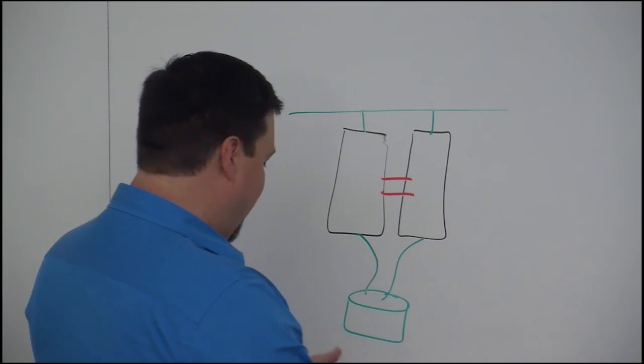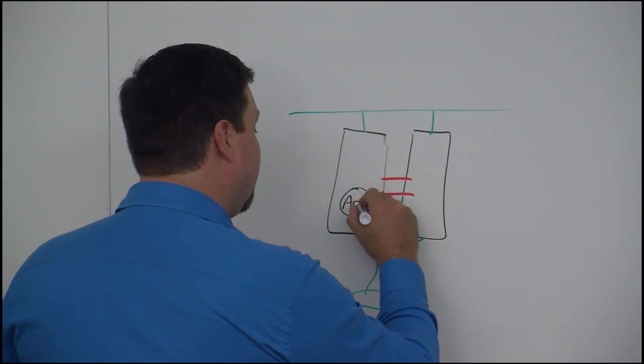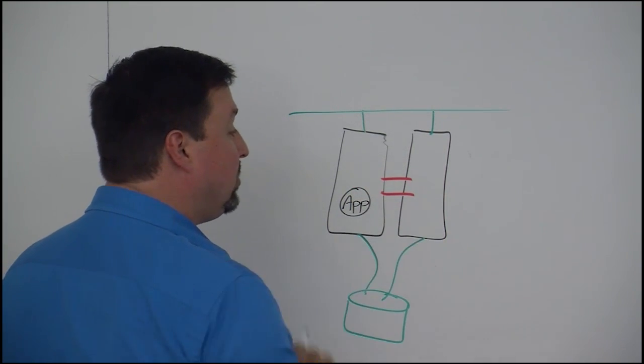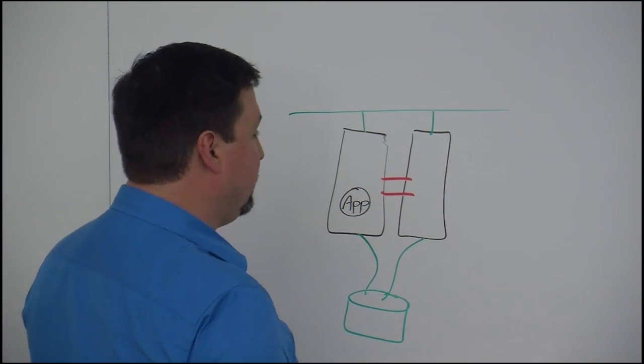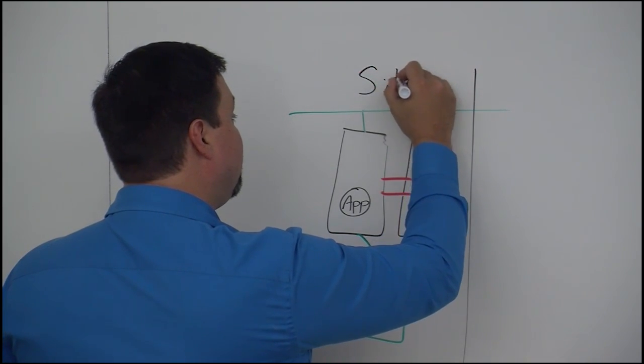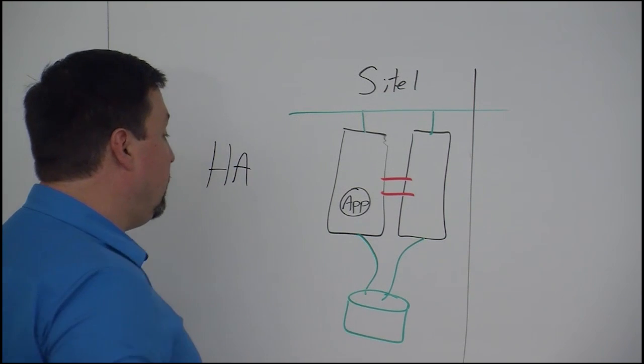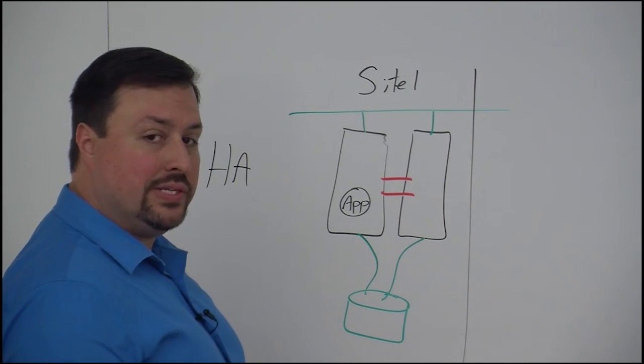So now that we have our environment, we're protecting an application. Application fails from one node to the other, all with shared storage. This is on one site, site 1. So this is local HA. Or local high availability, right? Correct, local high availability.